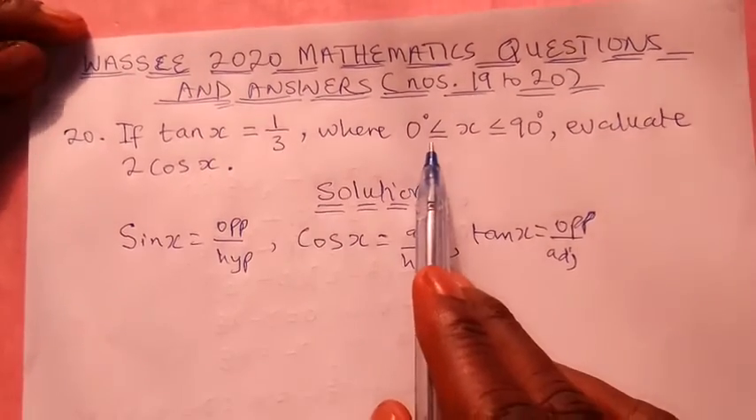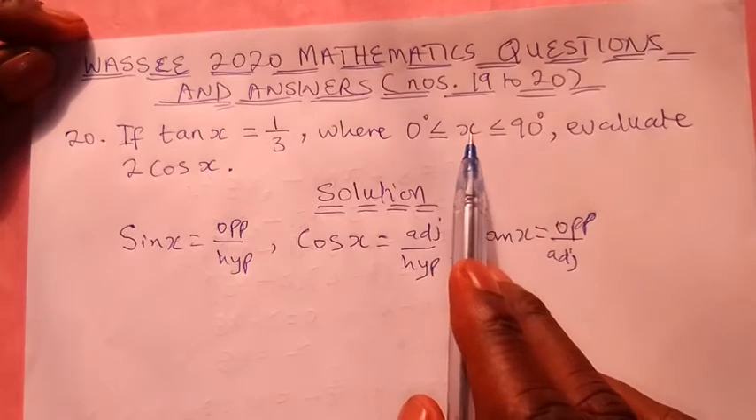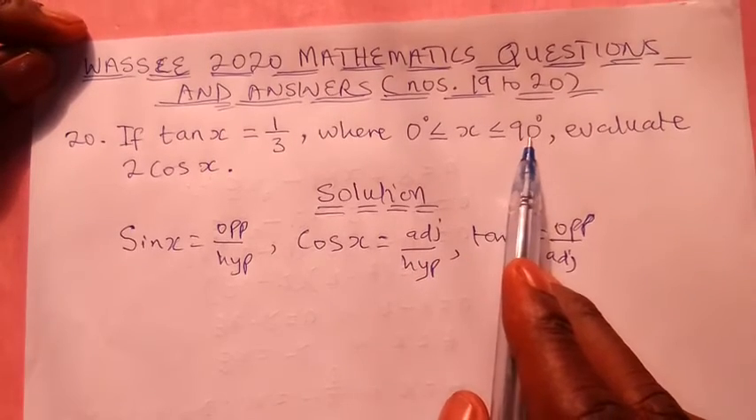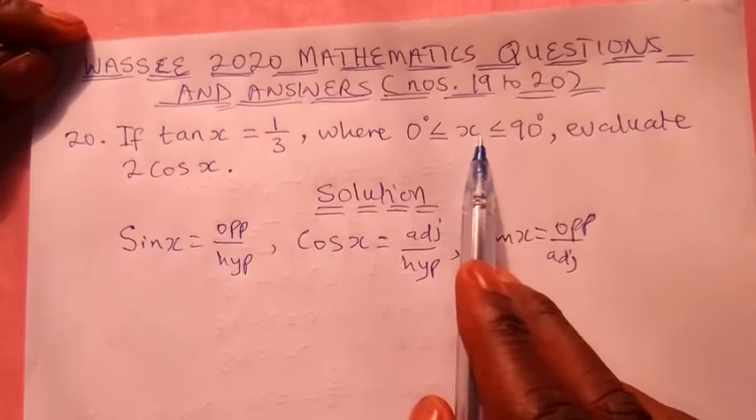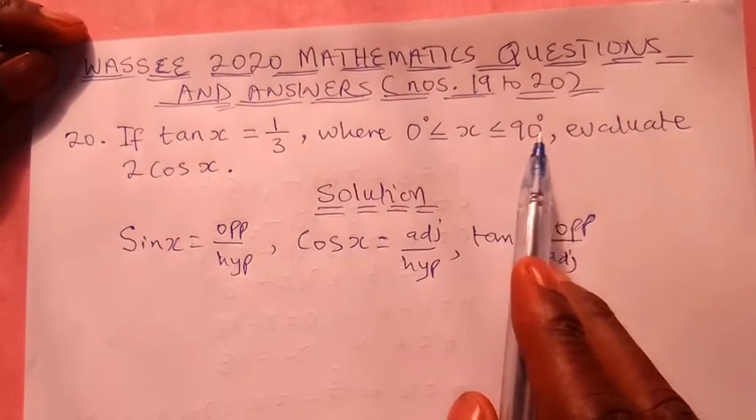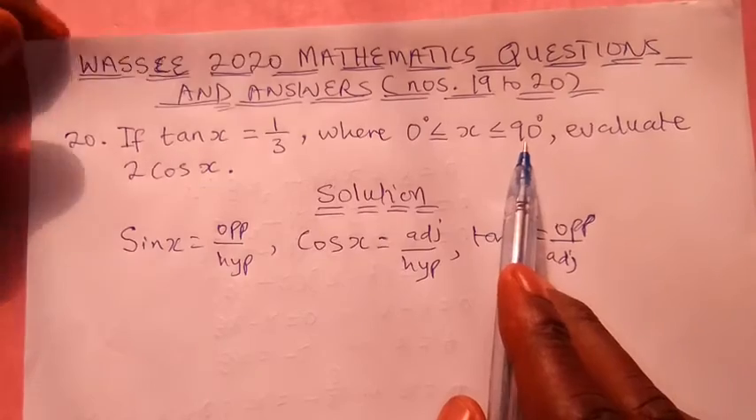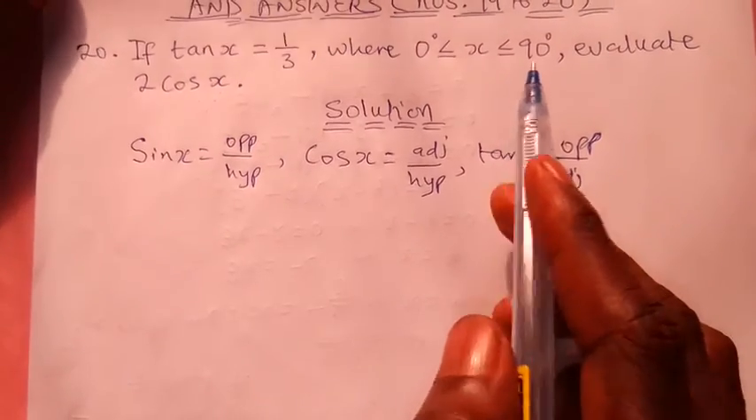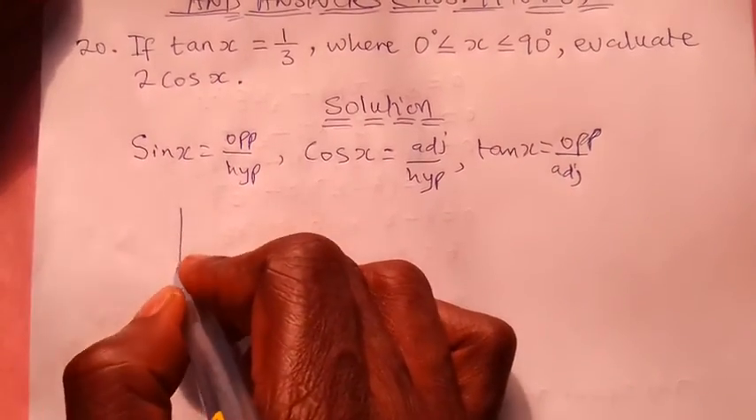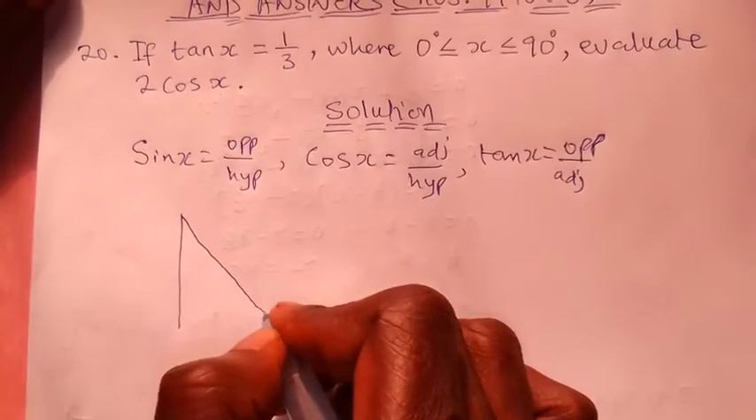As long as you see the range of values 0 degrees less than or equal to x less than or equal to 90 degrees, that means the highest value of x must be 90 degrees. It must not be greater than 90 degrees. So this 90 degrees means that we are dealing with a right triangle. So we are going to draw the right triangle this way. Here is the right triangle.